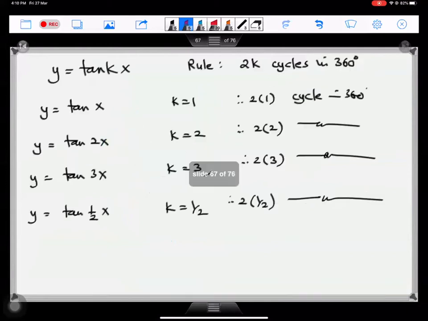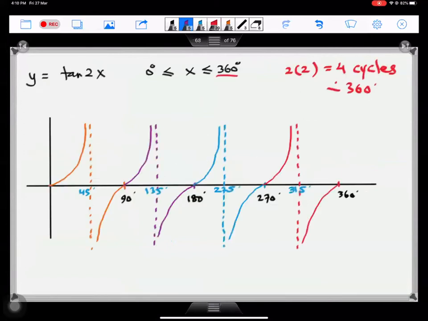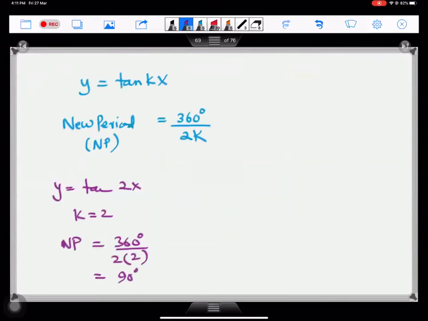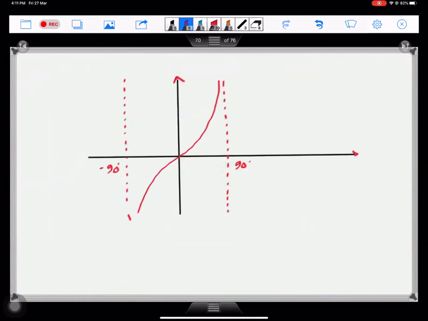Negative becomes positive. Tangent kx, now the rule is different. 2k cycles in 360. This is one example that we did. Tangent 2x, 4 cycles in 360. 4 different colors are used: orange, purple, blue, and red. Since we have compressed 4 cycles in 360, of course, the coordinates at which the asymptotes are drawn are also changed. Y equals tangent kx, a new period is 360 degrees divided by 2k. Minus 90 to 90, this is a version of still the tangent x. It's just that we went to the left of the y-axis.